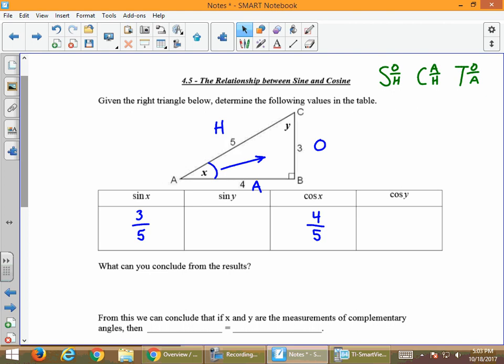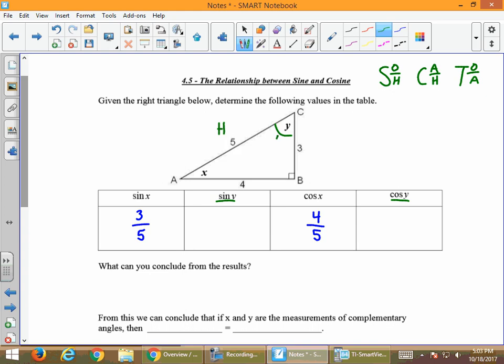Okay. If I want to find the other thing, so if I want to find the sine of y or the cosine of y, then I actually need to get rid of all that stuff I see up there in blue, and I'm going to find my sides based on the y. So if my y is that angle up there at C, h is still across from 90, that didn't change. The opposite side is now down here, that is 4, which leaves 3 to be the adjacent.